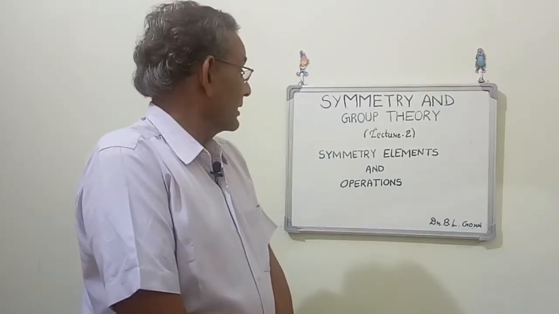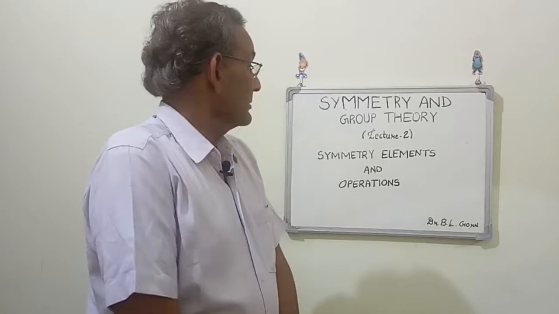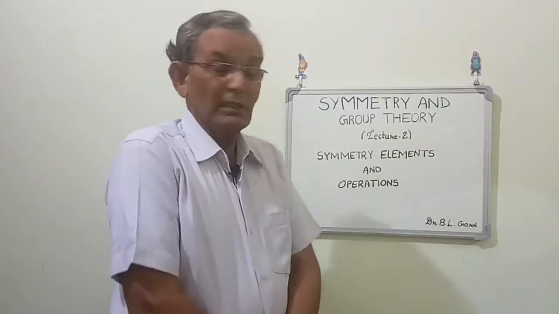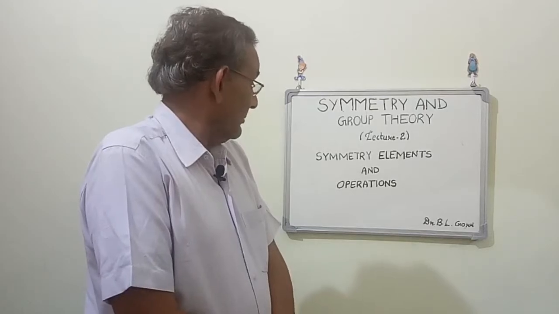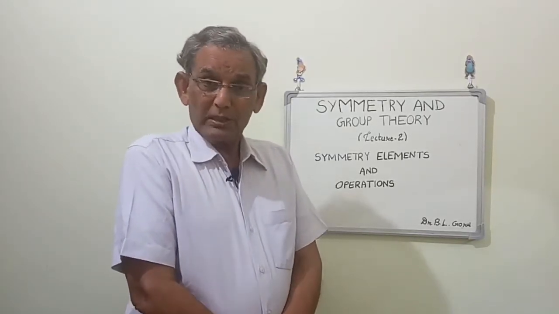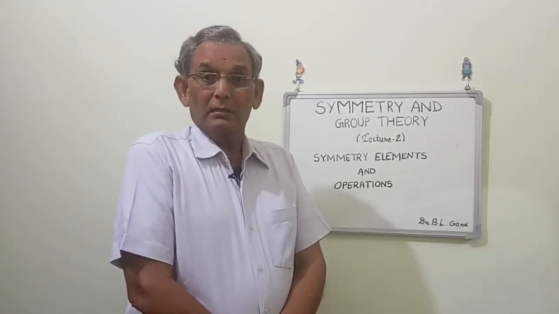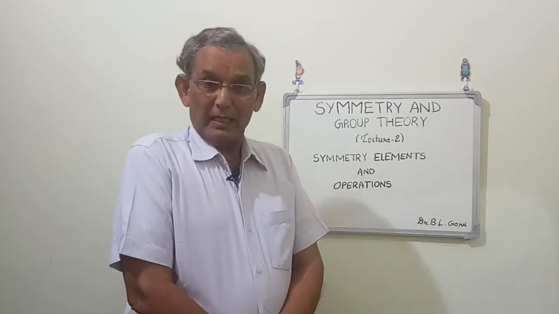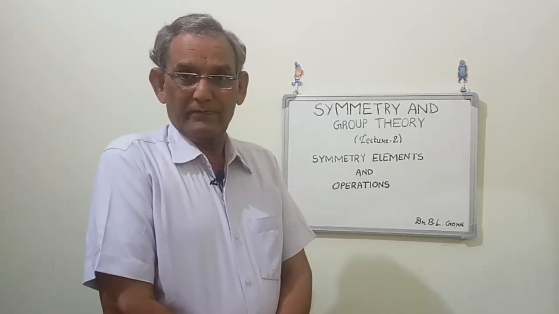Hello, today we are going to discuss lecture 2 on symmetry and group theory. In this lecture, we will discuss the symmetry elements and operations, the remaining part of axis of rotation and reflection through a plane: sigma v, sigma h and sigma d will be discussed in this lecture.